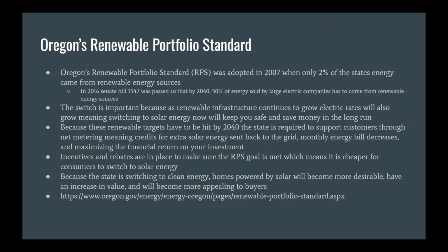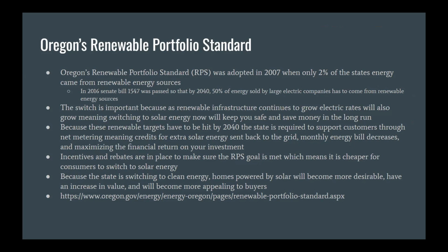So for Oregon's renewable portfolio standard, it was adopted in 2007 when only 2% of the state's energy came from renewable energy sources. In 2016, Senate Bill 1547 was passed so that by 2040, 50% of energy sold by large electric companies had to come from renewable energy sources. The switch to solar energy is important because as renewable infrastructure continues to grow, electric rates will also grow, meaning switching to solar energy now will keep you safe and save you money in the long run.